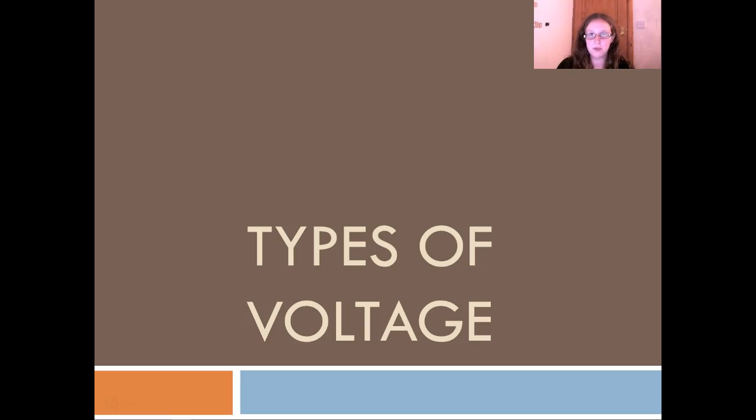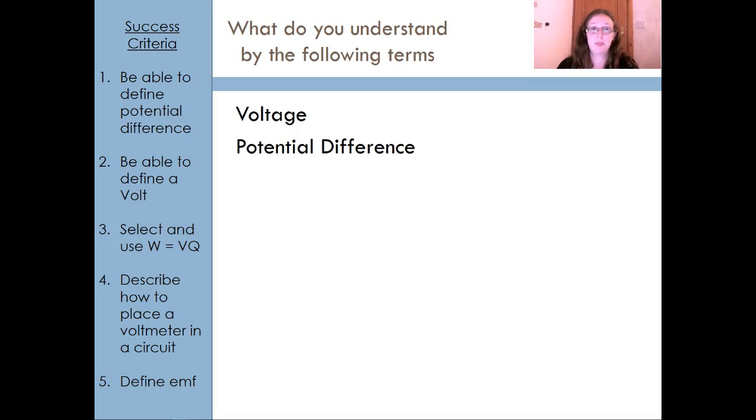So we've already started talking about this, so hopefully it should be pretty familiar to you, but we're going to talk about different types of voltage. Now you should already have come across and be familiar with the terms voltage and potential difference. So voltage, you know, is all about the work done per unit charge to bring it to a certain point in space because of the electric fields.